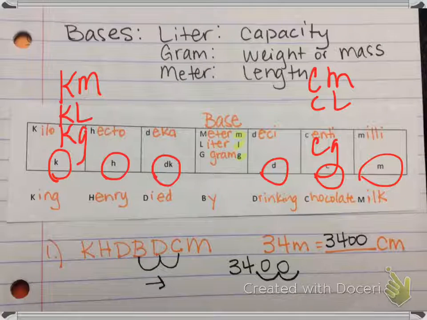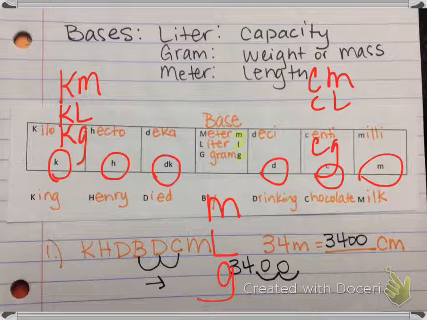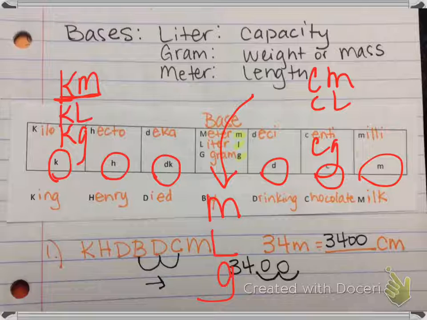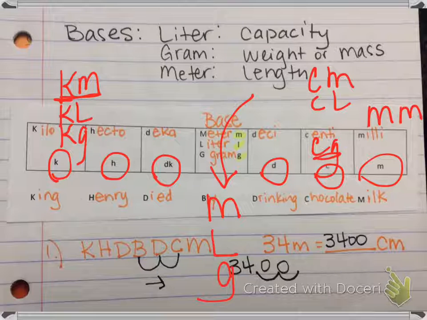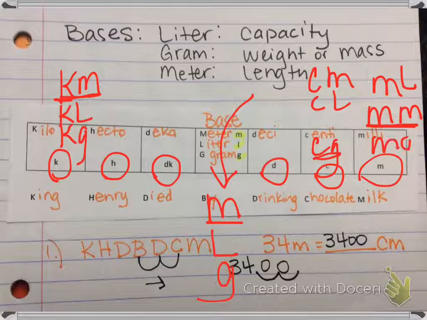If you're talking about one of the bases, meter will always be just an M by itself. Liter will always be just an L by itself. And gram will always be just a G by itself. So the bases, you'll notice, have just one letter that represents them. All of the other ones will have two letters, for instance, like kilometer, or centigram, or millimeter. So if you ever have just a plain M, it's not milli, it's meter. MM would be millimeter. And so you could have millimeter, milliliter, or milligram. Okay, hopefully that's all making a little bit of sense.